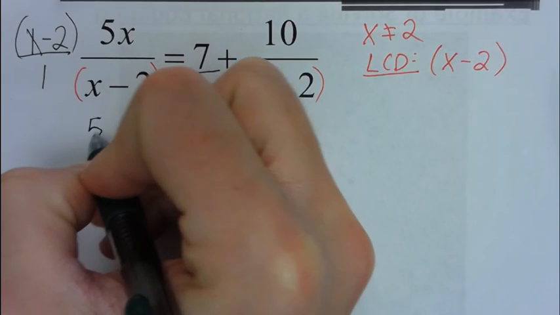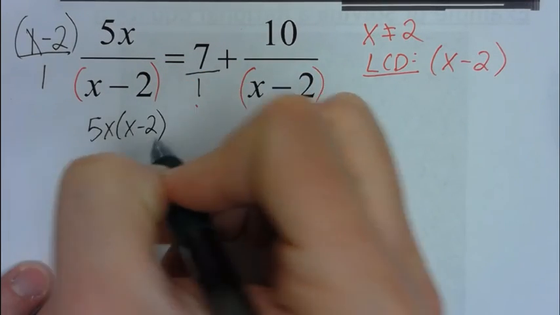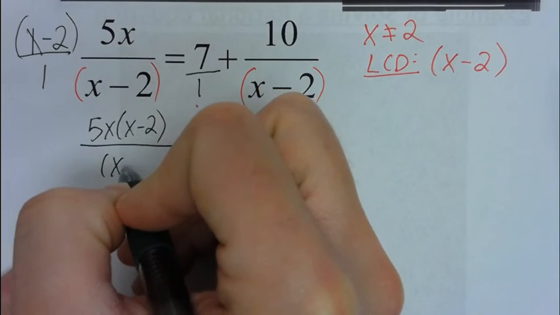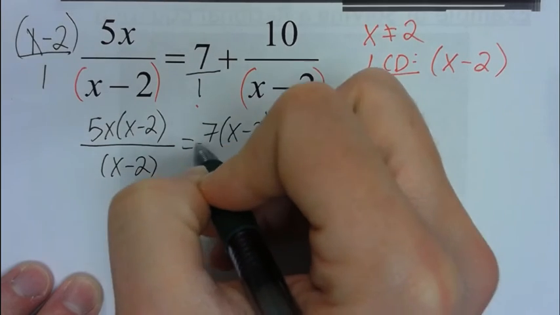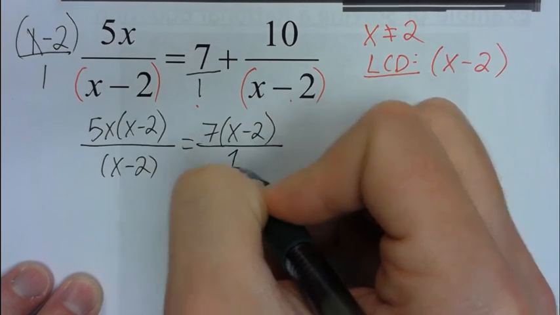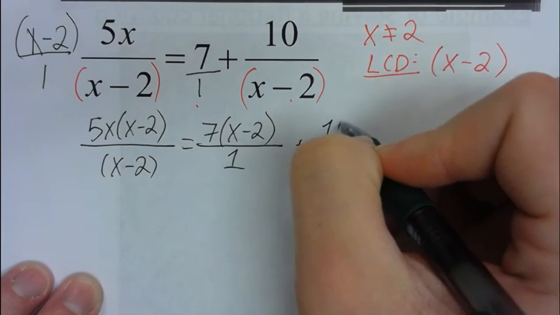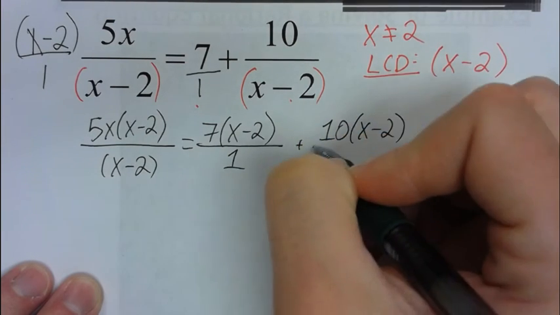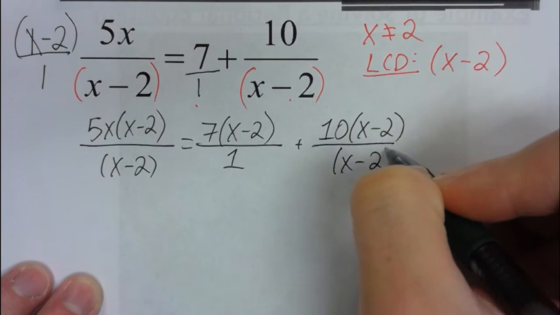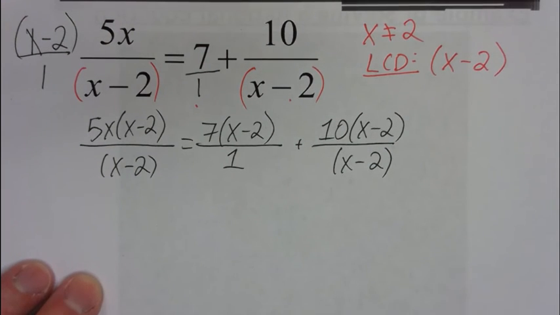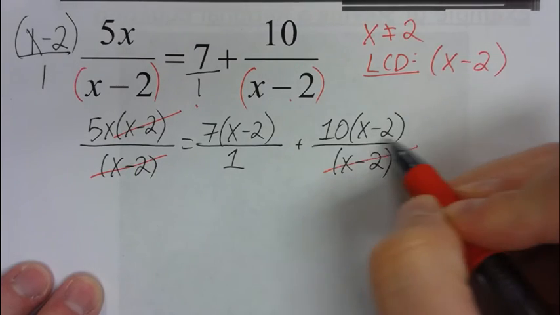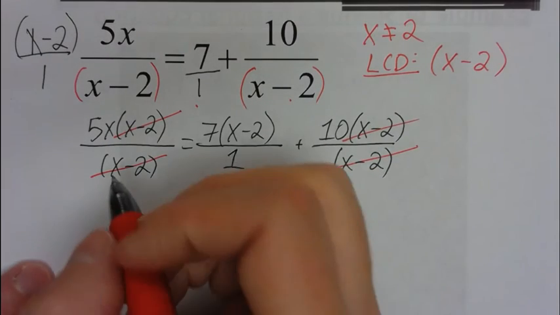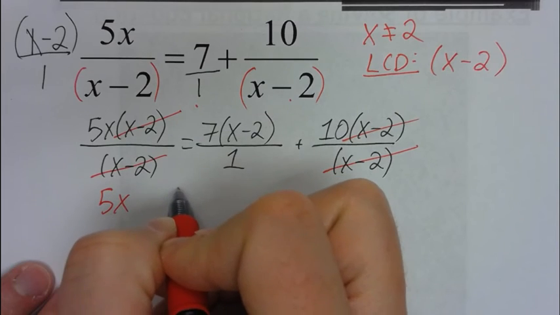So I have 5x times x minus 2 over x minus 2 equals 7 times x minus 2 over 1 plus 10 times x minus 2 over x minus 2. Now I can see, as in the problem we just did, we have things we can divide out. We can divide out this x minus 2 and this x minus 2, and all those are 1s. All we have left over is 5x on this side of the equal sign.